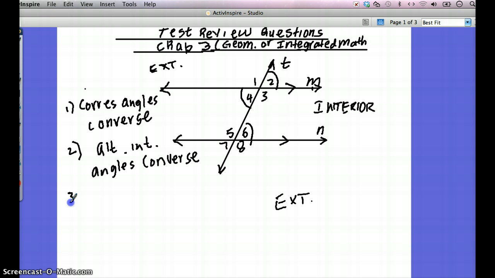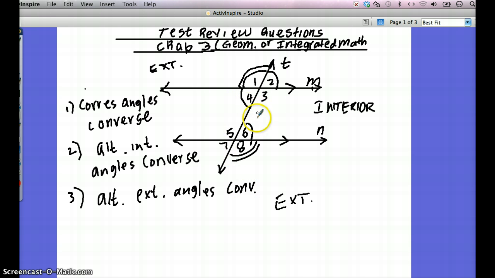Here are two others. Number 3, two lines are cut by a transversal such that alternate exterior angles, I'm sure you know what these are, angles 1 and 8, or it could be angles 2 and 7, but now I'm just going to focus on one pair. If angles 1 and 8 are congruent, then the lines would be parallel. This would be the alternate exterior angles converse.